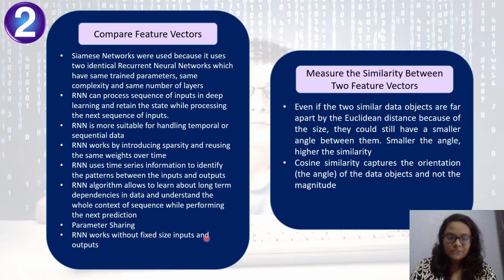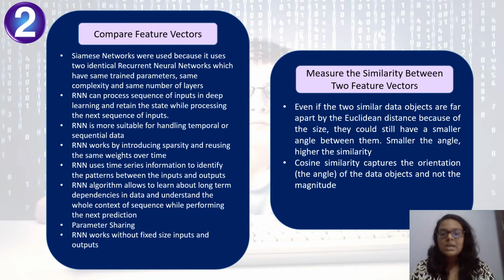So to compare the two feature vectors, we used Siamese neural networks, which use two identical recurrent neural networks. So they have the same trained parameters, the same complexity and the same number of layers. RNNs are much more suitable here because they handle temporal or sequential data. Then to measure the similarity between the two feature vectors, we use cosine similarity.